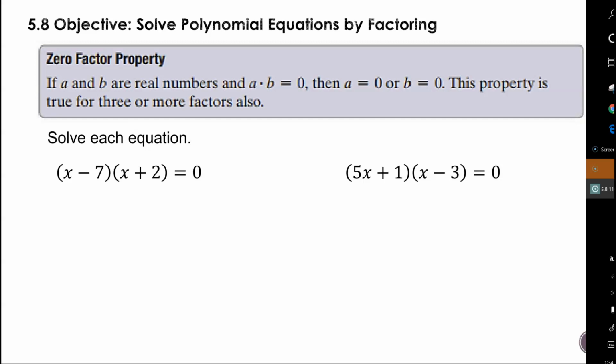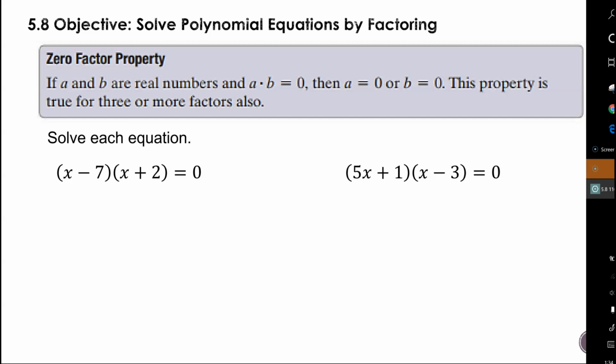So the zero factor property basically says if a times b equals 0, then either a is 0 or b is 0. And this holds true even if you have more than two factors, so it can be two or more. What we're basically looking at here is the fact that we're trying to solve two little equations, basically x minus 7, for instance, times x plus 2. This is an equation in factored form.